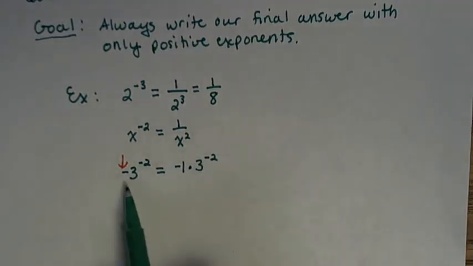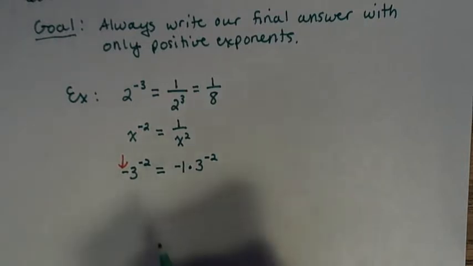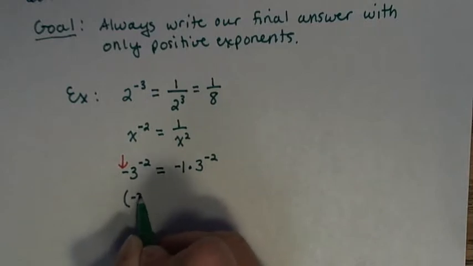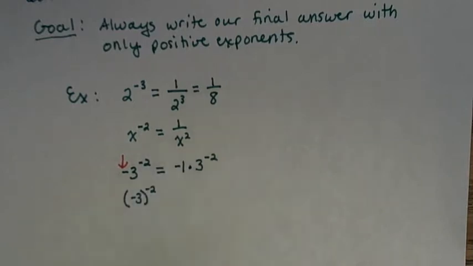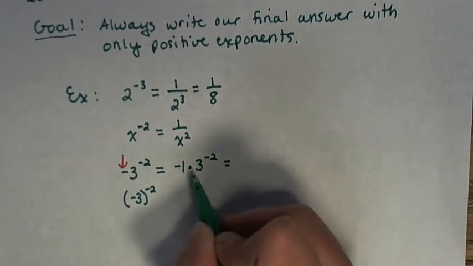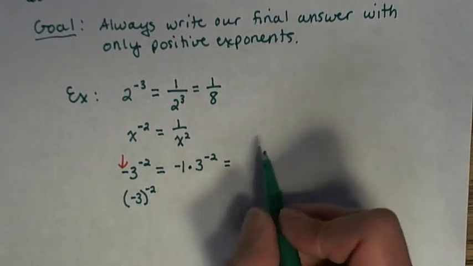So it's not negative 3. If I wanted to have negative 3, I would have needed to have written that in parentheses. Now I'm looking at negative 3 raised to the negative second power. So that's going to be different than what we have right here. So I'm going to start by dealing with that negative exponent.